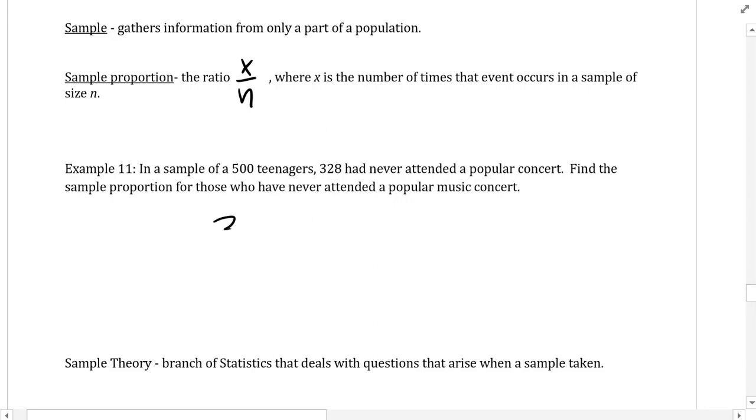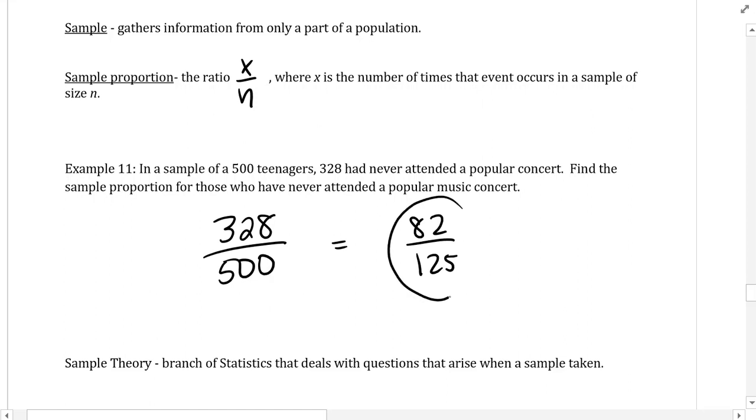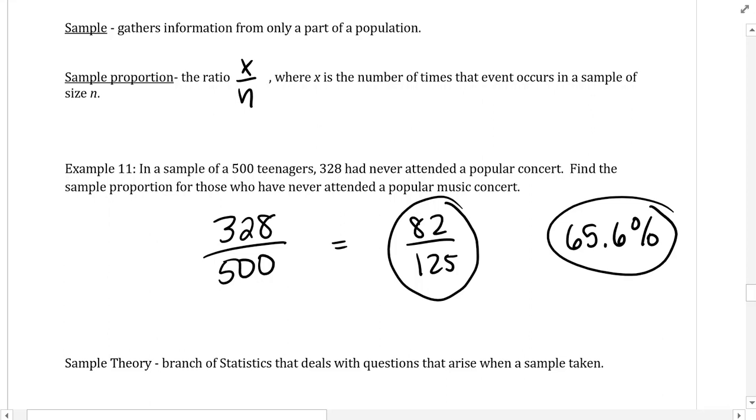So 328 divided by 500. And then I do that out and you can write it as either 82 over 125 for a fraction, or you could say 65.6%. I tend on these to write the percentage.